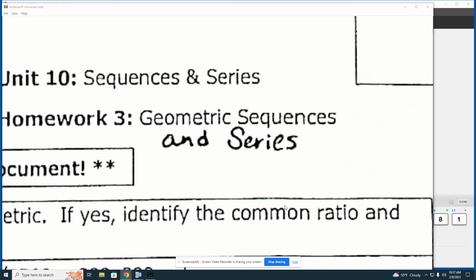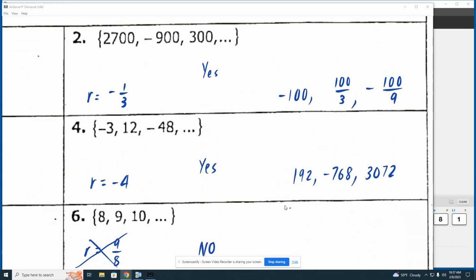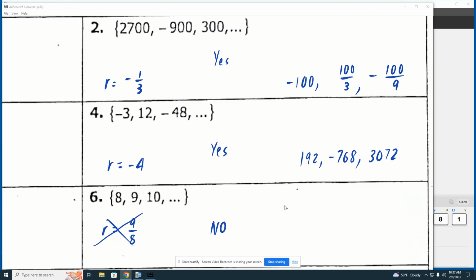types. The first type, of course, being you had to determine whether or not it was geometric, and then if it was, you had to tell me the next three terms. So 2, 4, and 6 were that. 2 and 4 were. 6 was not. Is that what y'all got?